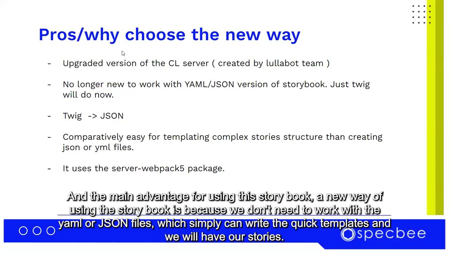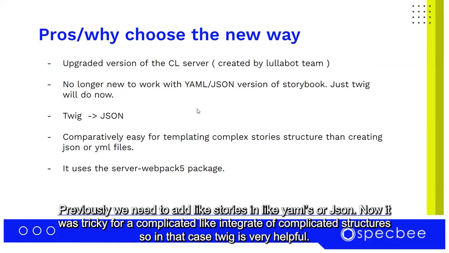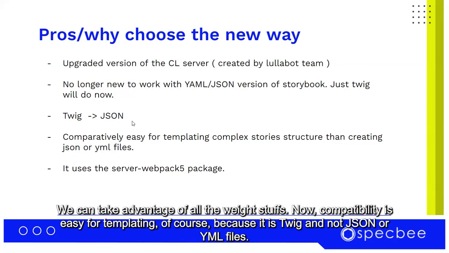The main advantage of using the new way of using Storybook is that we don't need to work with YAML or JSON files. We can simply write the Twig templates and we will have our stories. Previously, we needed to add stories in YAMLs or JSON, which was a bit tricky for complicated structures. In that case, Twig is very helpful. We can take advantage of all the Twig stuff.